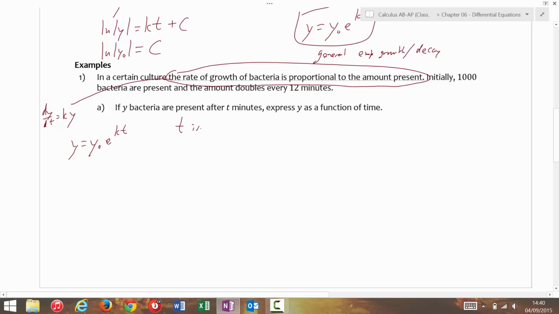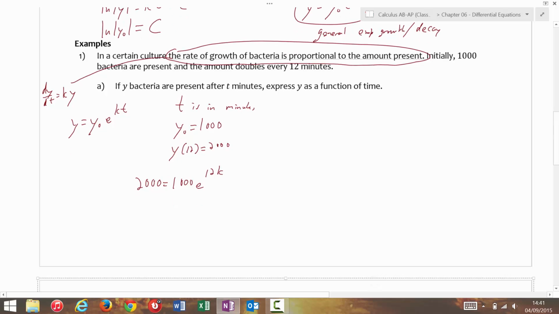If y bacteria are present after t minutes, express y as a function of time. So I know t is in minutes, and y is just straight numbers. Initially my y sub 0 is 1,000, and the amount doubles at 12 minutes. So I can say y of 12 is equal to 2,000. That should be enough to plug in and solve. So 2,000 is equal to 1,000 e to the 12k.